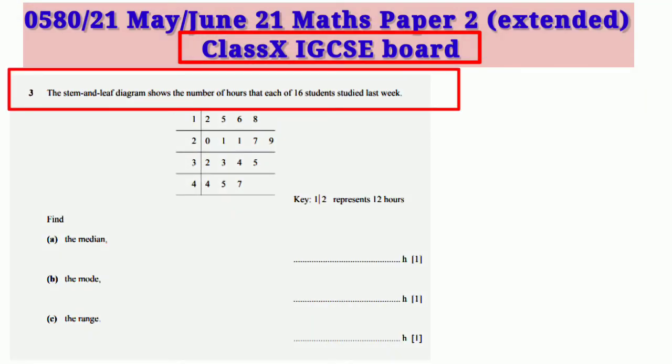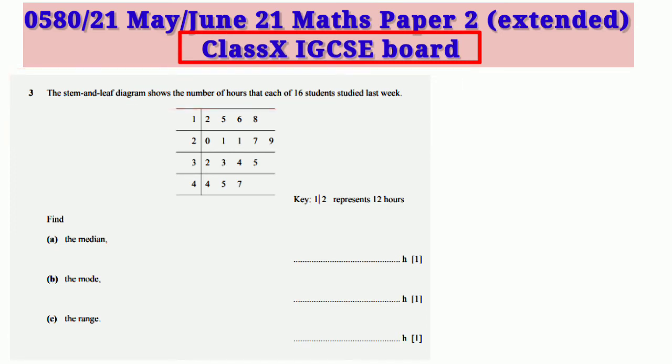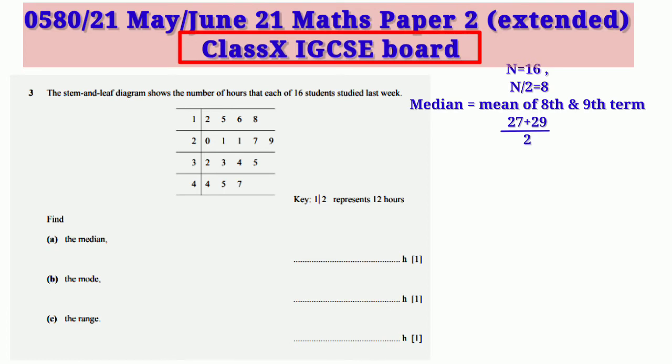Third question. The stem and leaf diagram shows the number of hours that each of 16 students studied last week. We have to find the median, mode and range. The number of students is 16, so n by 2 is 8. The median will be the mean of the 8th and 9th terms. The 8th and 9th terms are 27 and 29, so the mean of 27 and 29 is 28. So the median is 28.